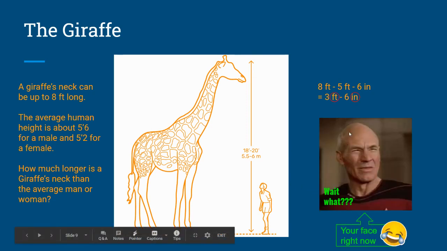3 feet minus 6 inches is... Wait, what? That's right. We have different units right here. So how are we going to subtract 6 inches from 3 feet? Well, that's what this lesson is about.